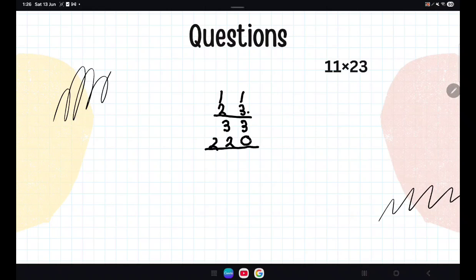And then we're going to draw a line again and add these together. 3 add 0 would be 3. 3 add 2 would be 5. And 2 add nothing would be 2. So we have our answer of 253.